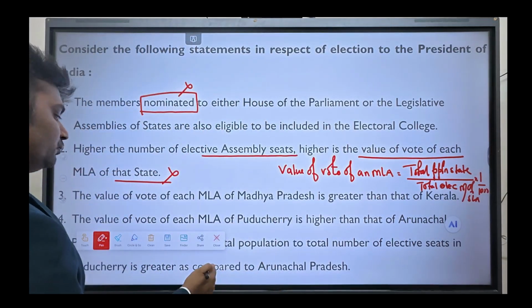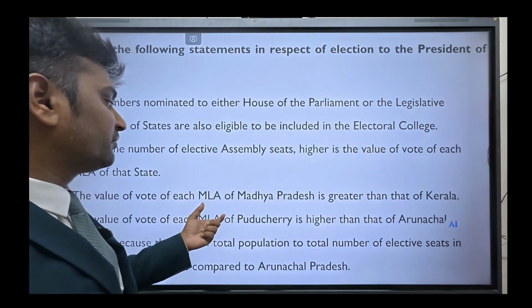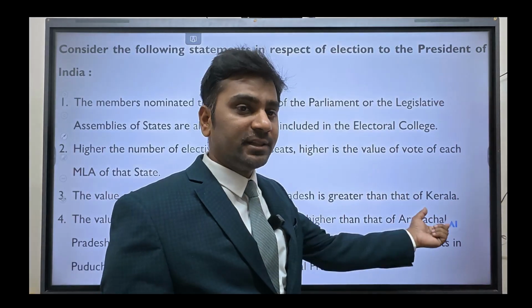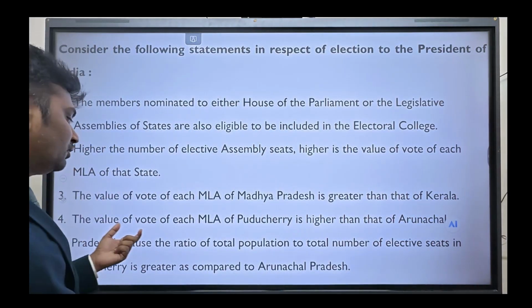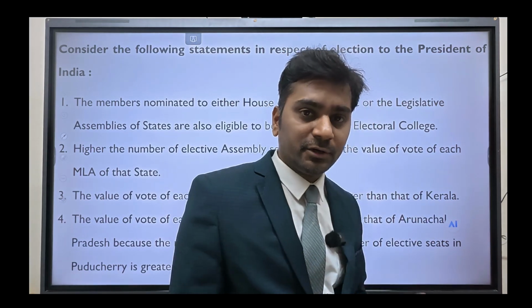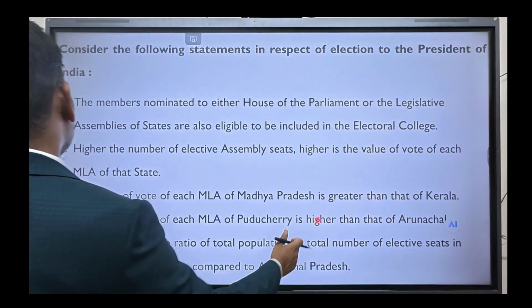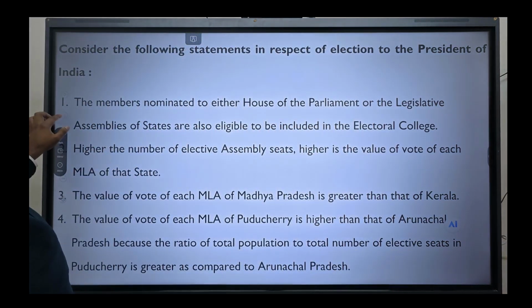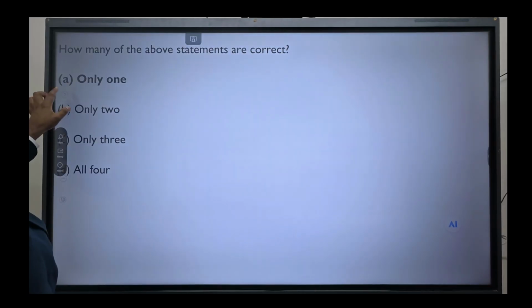Next, the value of vote of each MLA of Madhya Pradesh is greater than that of Kerala. The value of vote of each MLA of Pondicherry is higher than that of Arunachal Pradesh. Very, very difficult question or trivial question. So just recall this one. Just remember this.